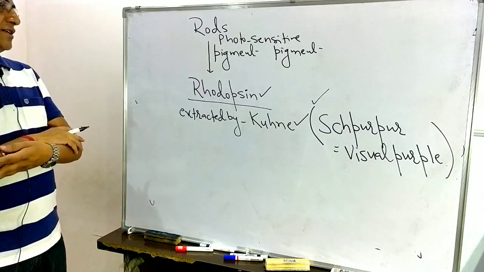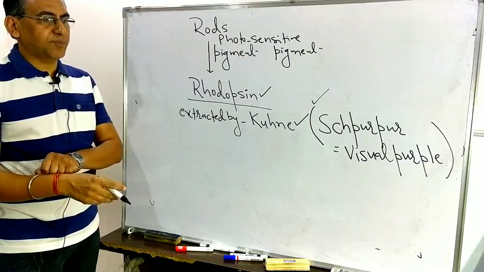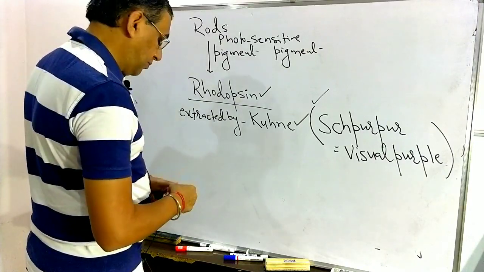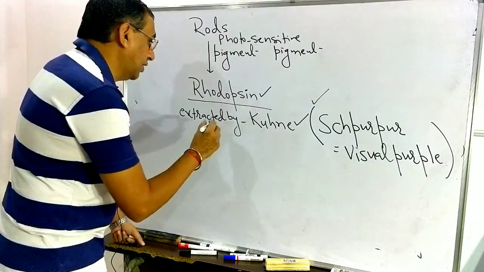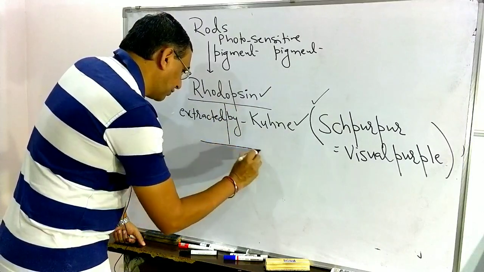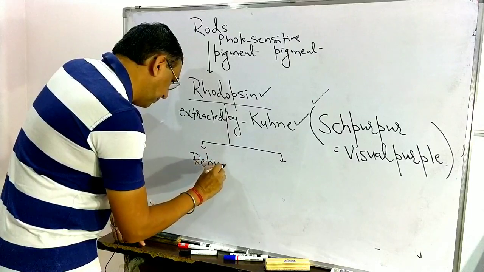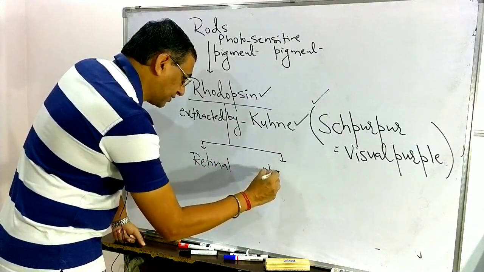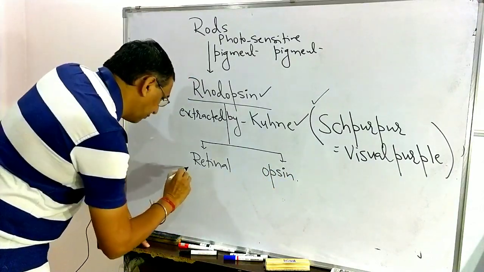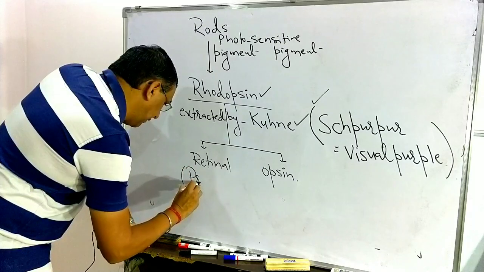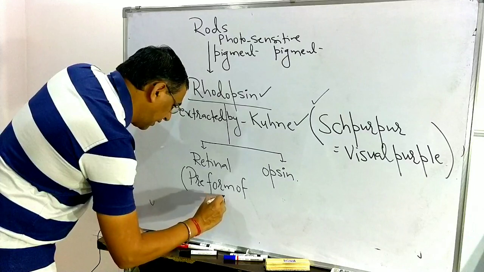So it has a pigment, that is rhodopsin. It is extracted by Kuhne and it is known as visual purple. Rhodopsin is made up of retinal plus opsin. What is retinal? Retinal is the pre-form of vitamin A.